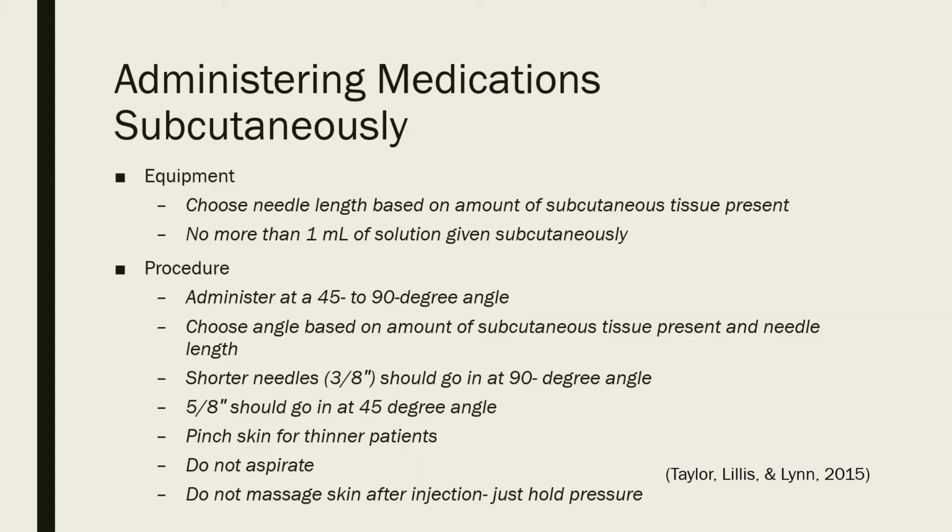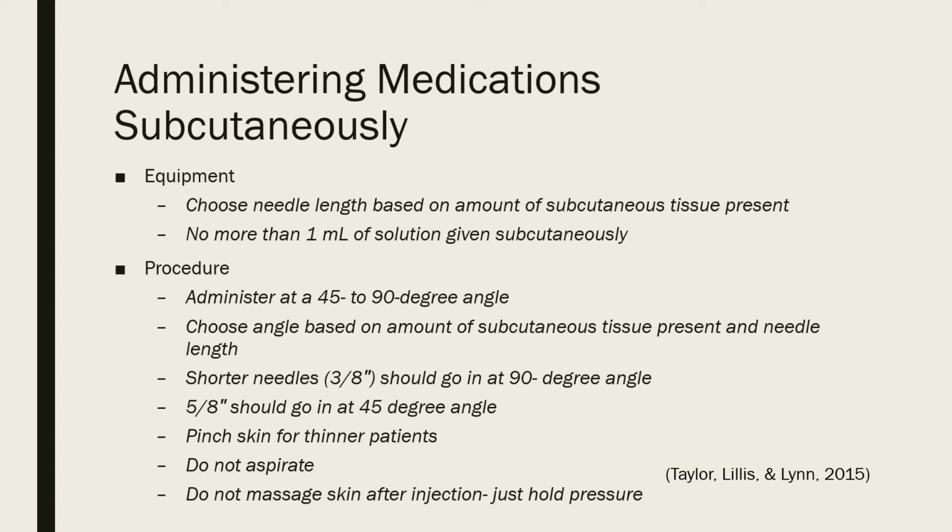So the equipment that you need: choose your needle length based on the amount of subcutaneous tissue present. Some people have more than others. So you can go straight in with a needle for subcutaneous injection on people who are overweight. But for people who are thin and have no subcutaneous tissue, you might have to go more at an angle on those patients. And you would never inject more than 1 milliliter of solution subcutaneously. It's just not enough space for more than 1 milliliter.